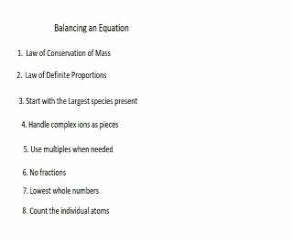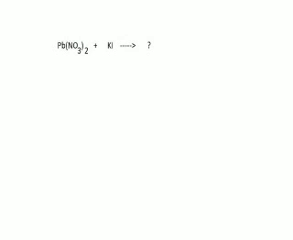And finally, with all whole numbers, not fractions, and the lowest numbers available, we come to our last step, where we have to go through and count the individual atoms to make sure that we've accounted for everything in the equation. So what would happen if we combined lead nitrate with potassium iodide? What would happen if we mixed those together?